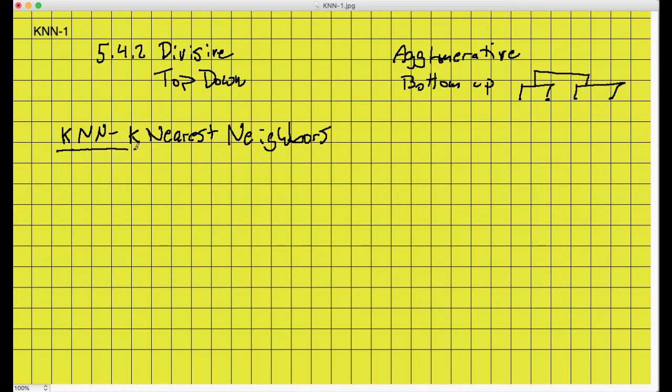Before we get to K nearest neighbors, I want to talk about something else very quickly. I want to talk about something called a centroid, versus something that's called a medoid. I would say it medoid.